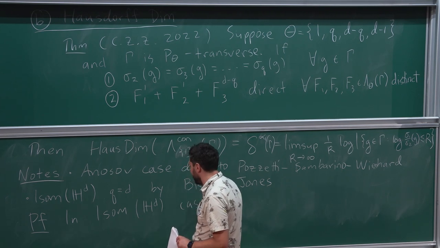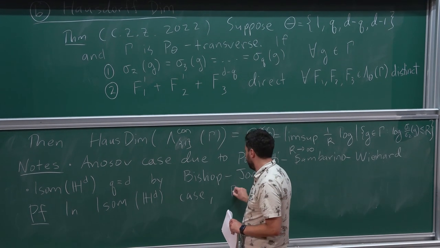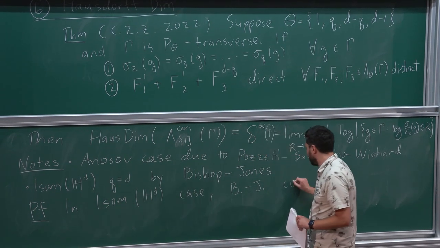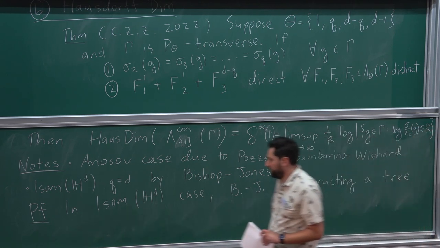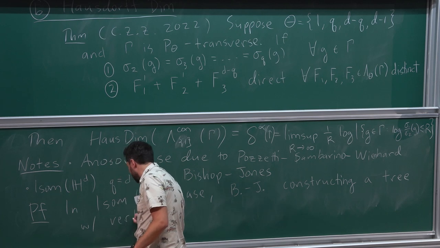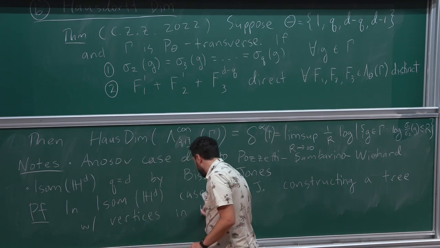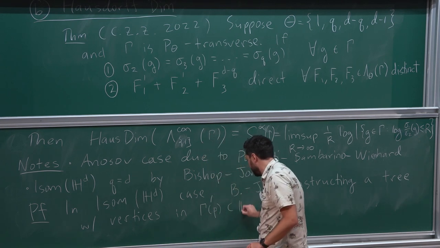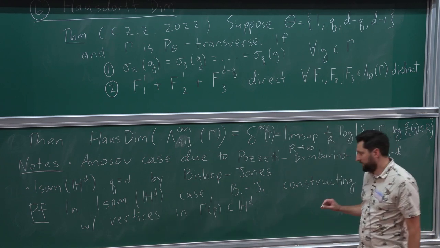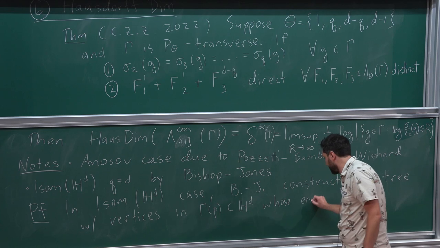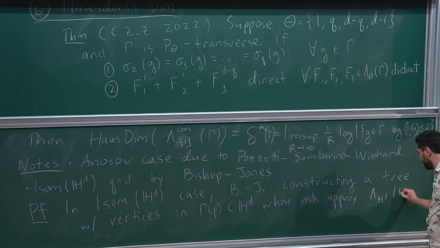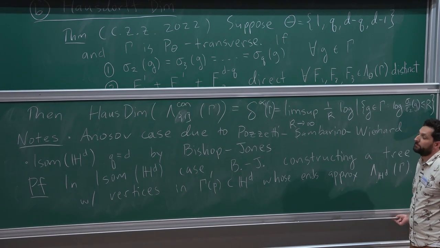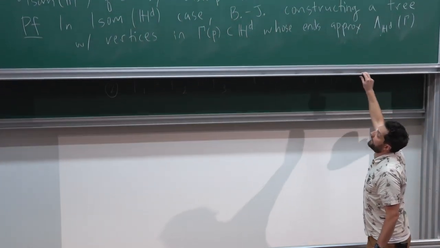So I just want to mention, in the isometry group of H^d case, the vague idea of the proof. It works by constructing a tree with vertices in a gamma orbit in the hyperbolic plane, whose ends approximate the limit set. The proof is a lot more involved than just this sentence. But if you were convex cocompact, you would just take an embedding of the Cayley graph.